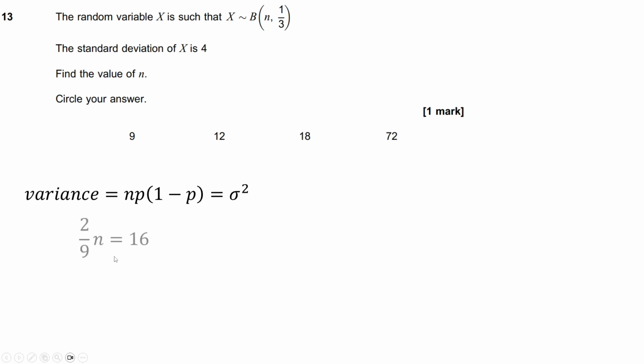So 2/9 n equals 16, because 2/3 multiplied by 1/3 is 2/9, 2/9 multiplied by n is 2/9 n, and then divide by 2 on both sides to get this, multiply by 9 to get n equals 72, and so yeah, that's it. It's 16 here because 4 squared is 16.